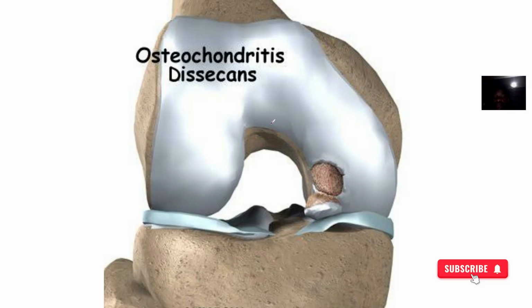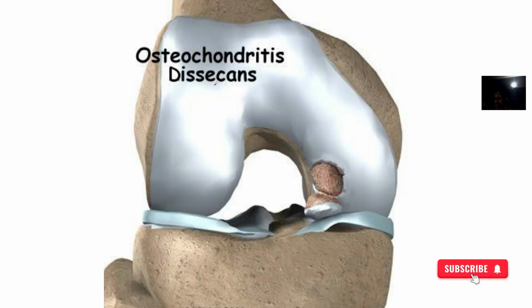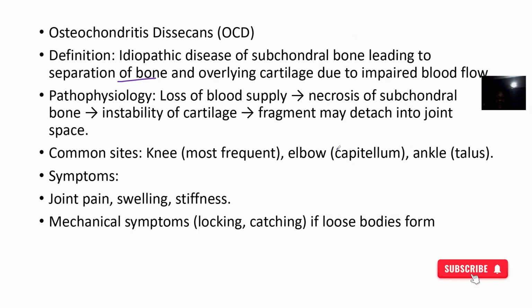For osteochondritis dissecans, that is an idiopathic disease of the subchondral bone and usually leads to the separation of the bone and the overlying cartilage. Do you understand? The cartilage that is on the bone is getting separated. You get it? So it leads to impaired blood flow. There's loss of blood supply leading to necrosis of the subchondral bone. There's now instability of the cartilage, and fragments may detach into the joint space.